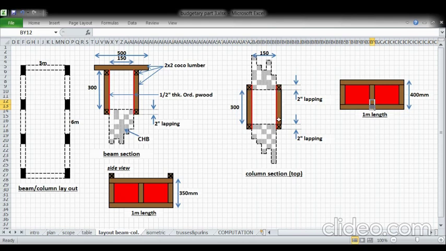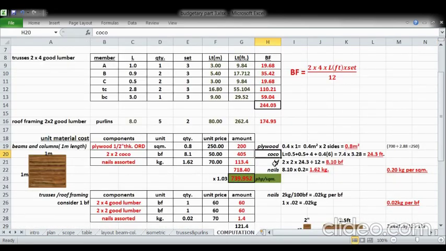So this is 3 on this side, considering 1 meter length. The other 3 is here. So the length in feet is 24.3, and the board feet now is 2 by 2 by 24.3 divided by 12, which is 8.1. Unit price, so this is now the unit price in the market, as I have made research on this. You can try your own research, but for me I'm using now 50 pesos per board foot here in the Philippines, here in Region 4. So the amount now is 405.